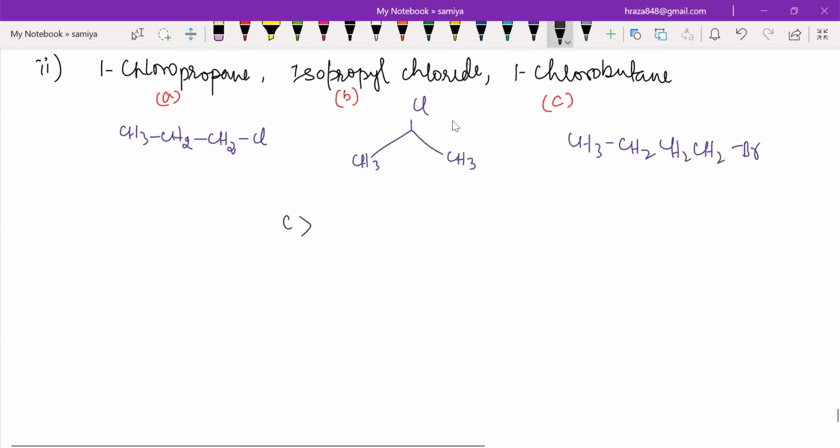So A and B are isomers. Since they are isomers, they have the same molecular formula, and that's why the same molecular weight. Can you tell me which factor we are going to use? Surface area. Which one will have more surface area? This one. That's why C, then A, then B. Got it? Darshan and Aman. Very good. So this was about the physical properties.